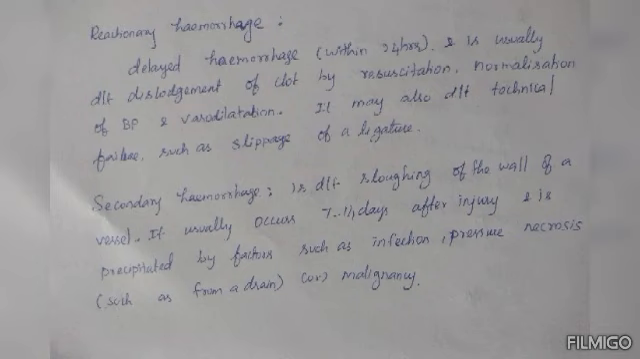Next is secondary hemorrhage. It is due to sloughing of the wall of a vessel. It usually occurs 7 to 14 days after injury and is precipitated by factors such as infection, pressure necrosis, such as from a drain, or malignancy.